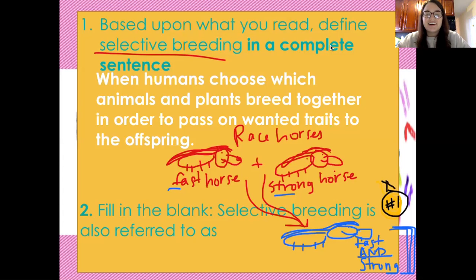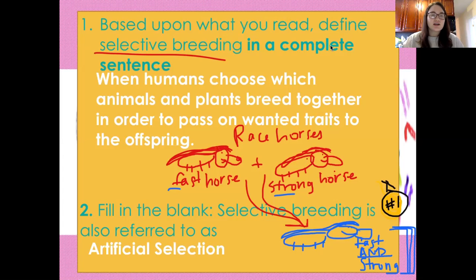All right. Now that I have shown you all I'm clearly Picasso, let's keep going. So number 2 says fill in the blank. Selective breeding is also referred to as blank. So you may or may not have seen this in the passage. Another vocab word that we use for selective breeding is called artificial selection.